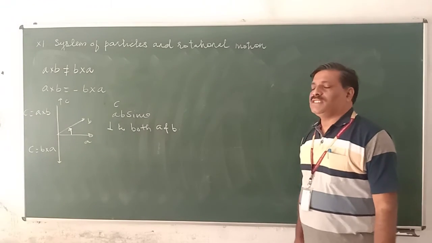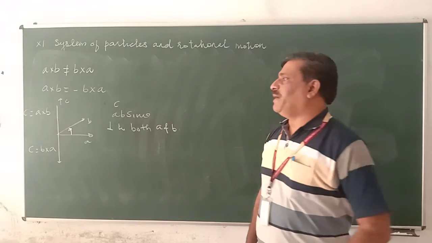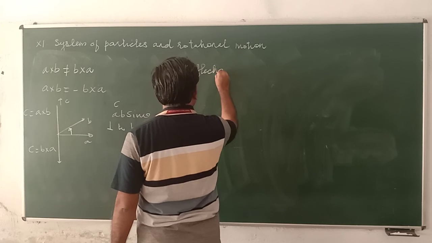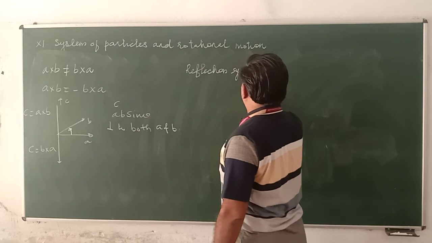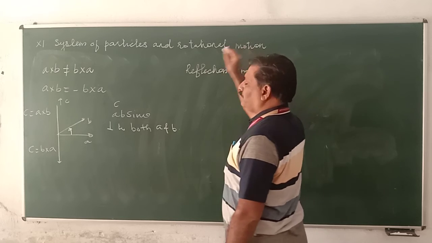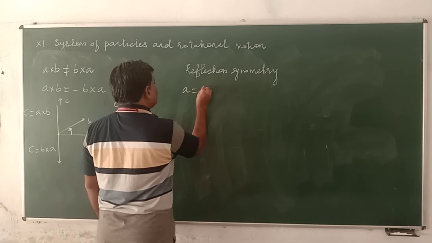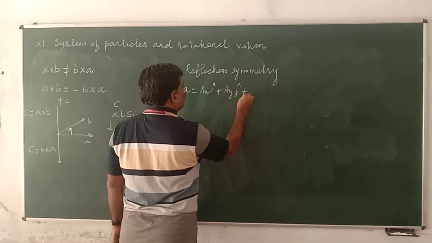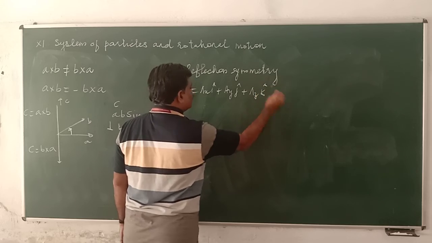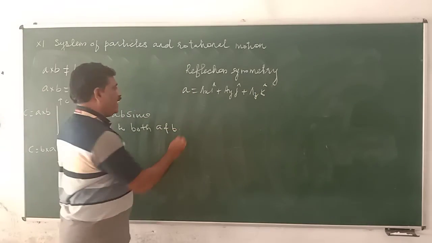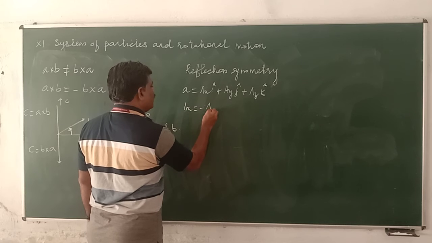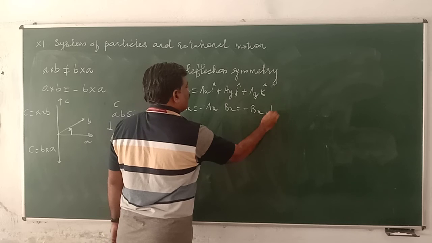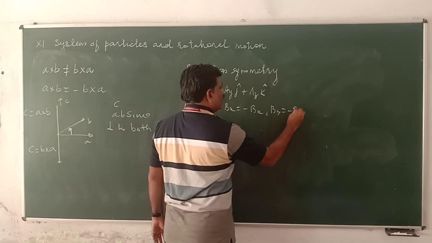It also obeys the distributive property. But reflection symmetry: what is the meaning of reflection symmetry? Let us see. Suppose that A is equal to Ax i plus Ay j plus Az k. I replace Ax by minus Ax, Ay by minus Ay, and Az by minus Az.